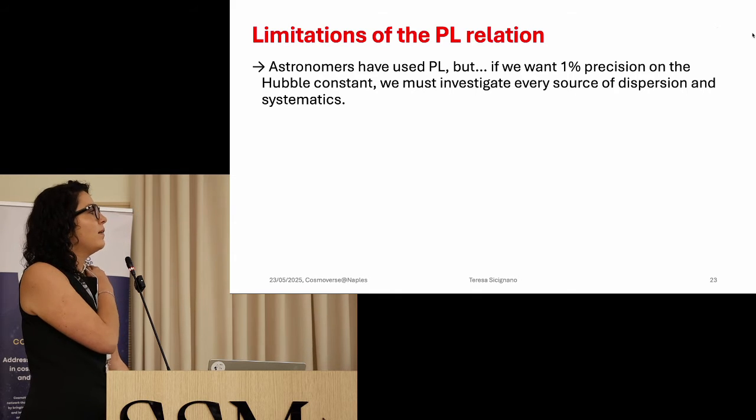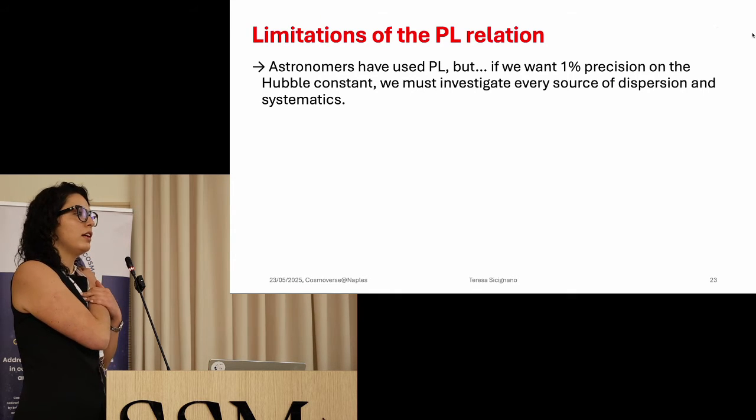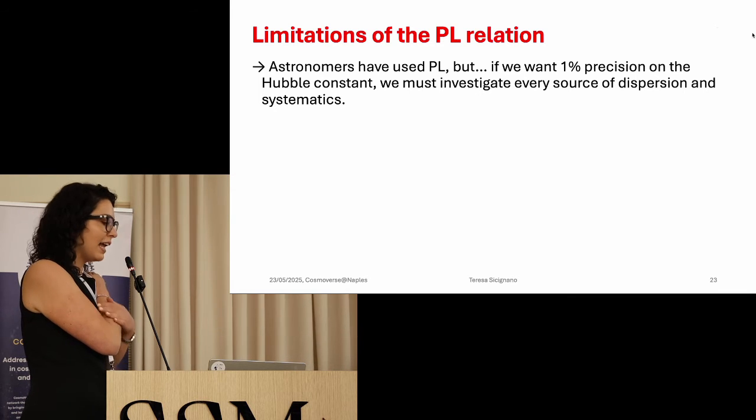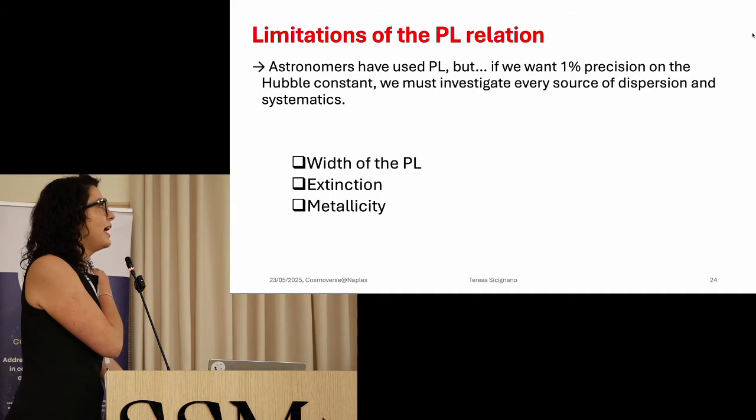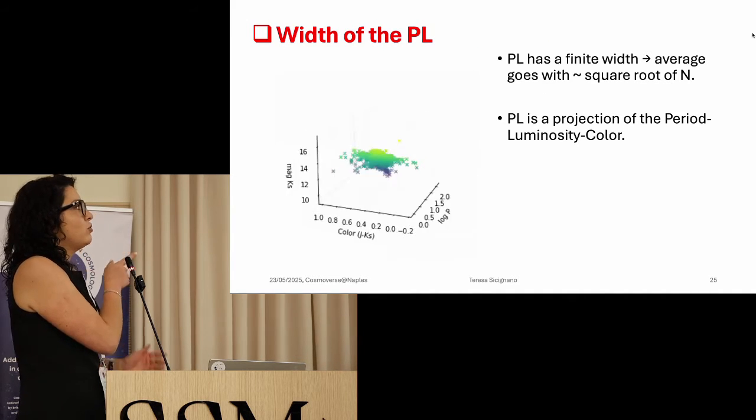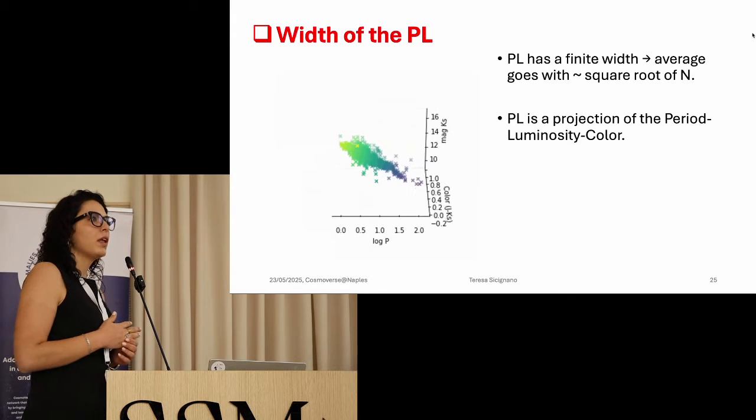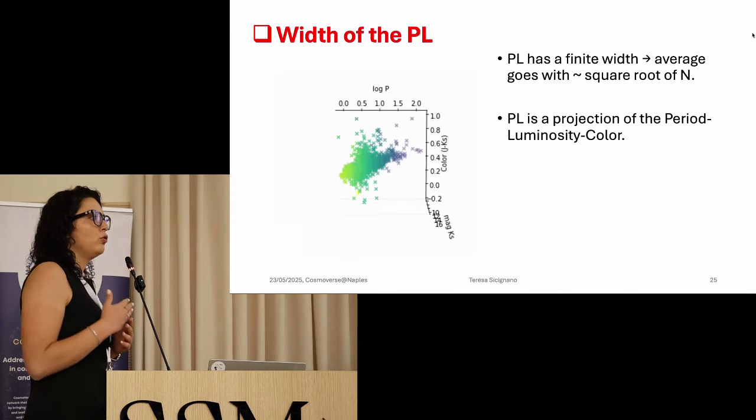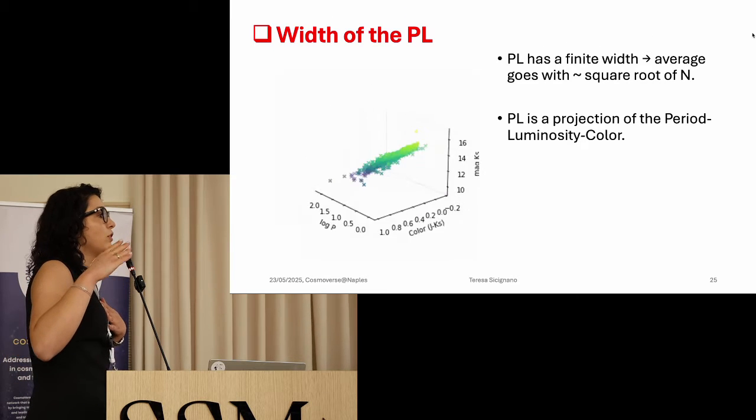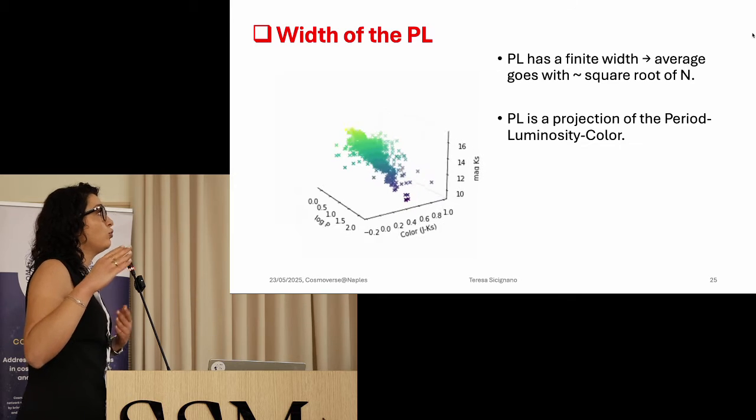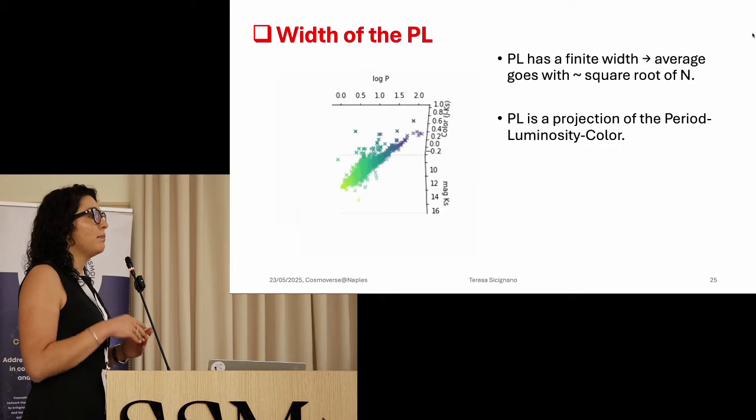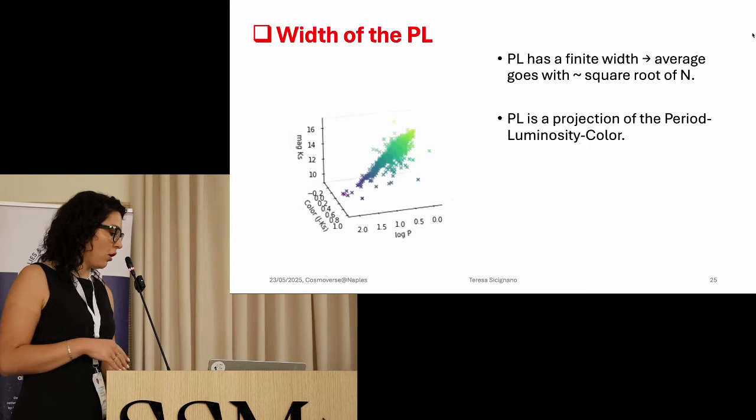At this point, we know that period luminosity relations can be used as distance indicators, but we also know, as previously announced, that there are some problems: the width of the PL, the extinction, and the metallicity. Why should we take this into account? Because, as I told you, the period luminosity is a projection of the period luminosity color. So this means that we should know which is the angle that reduces the scatter, and this angle is linked to the period. And moreover, the average, as every physical quantity, is linked to the number of points that populate our period luminosity relation.